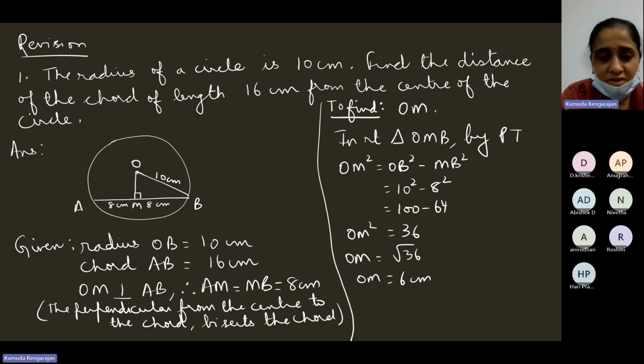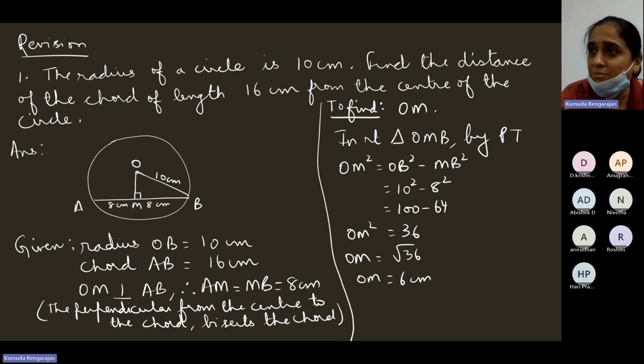So circle with center O, AB chord, OM is the perpendicular from the center to the chord, and by the theorem, the perpendicular from the center to the chord bisects the chord, which means M is the midpoint of AB. In other words, AM is equal to BM. The length of the chord AB is 16 centimeters. So AM is equal to BM is equal to 8 centimeters. And radius is 10 is given.